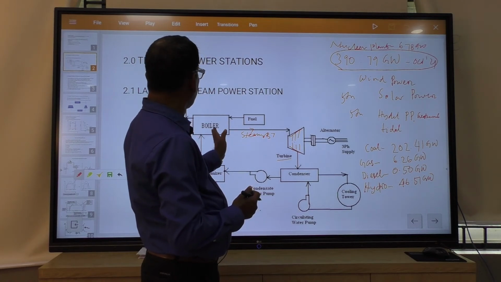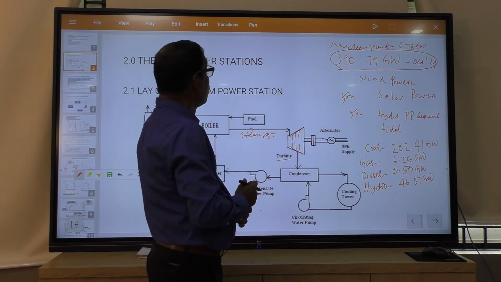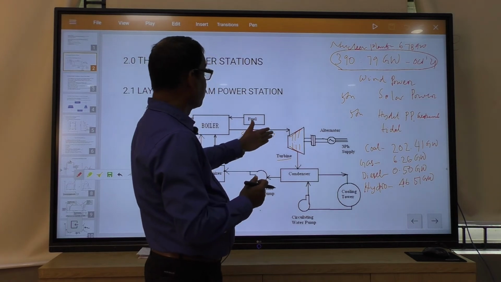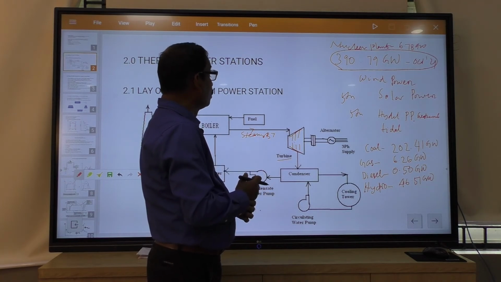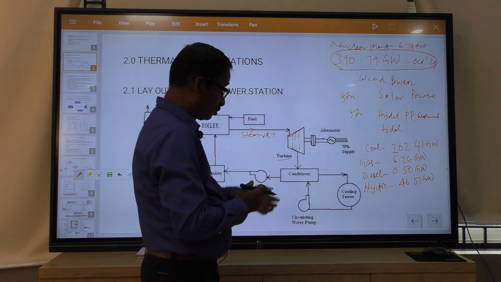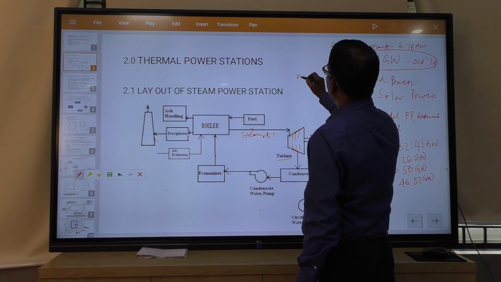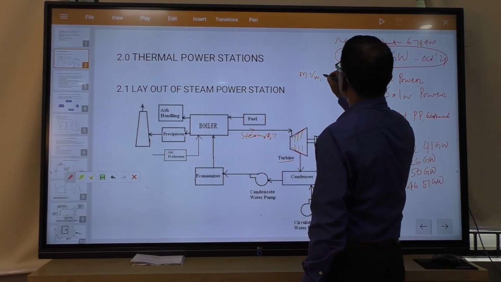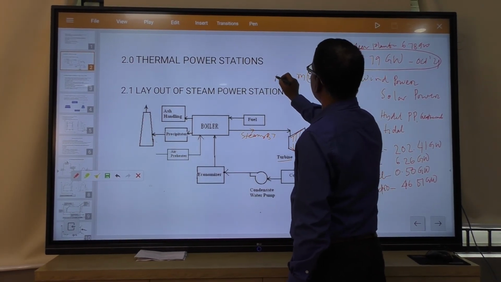Steam from the boiler enters into the steam nozzle, where the steam accelerates, that is the velocity of the steam increases. That gives the kinetic energy, and when it passes through the turbine, that kinetic energy is converted into mechanical energy. We get force due to change in momentum: mass of the steam into (Vw1 plus or minus Vw2), that is the mechanical force produced.